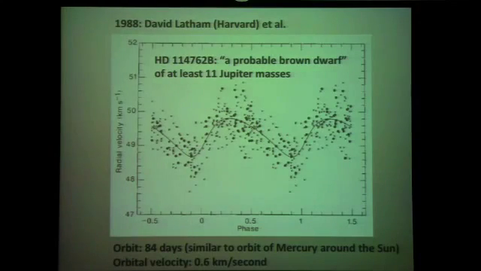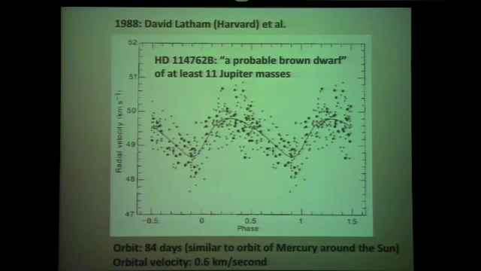In 1988, David Latham at Harvard and his team of collaborators published this measurement in which they asserted that they had discovered with this technique an object with the mass of at least 11 Jupiter masses. The object could not be smaller than that, but it could be bigger than that, in orbit around the star HD 114762. So this object gets the fancy name HD 114762b.